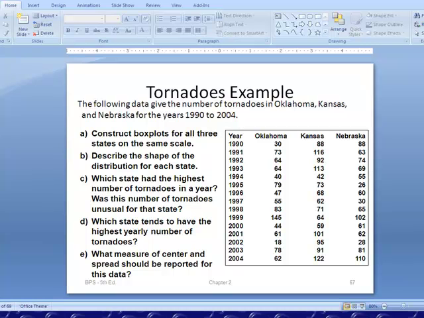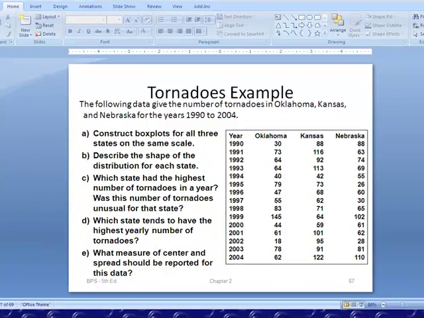We're going to describe the shape of the distributions. We're going to look at which state had the highest number of tornadoes in a year, and which one had a number of tornadoes unusual for that state. Which state tends to have the highest yearly number of tornadoes, and what measure of center and spread should be reported. These are the things we're going to look at.